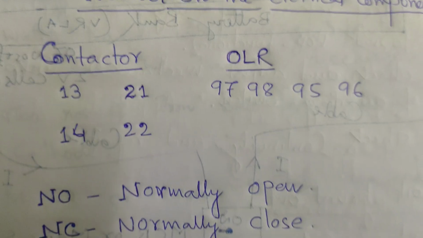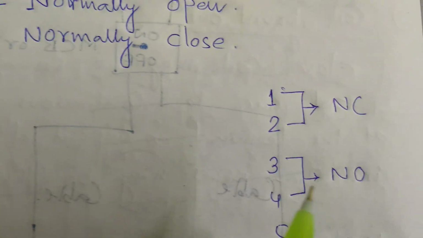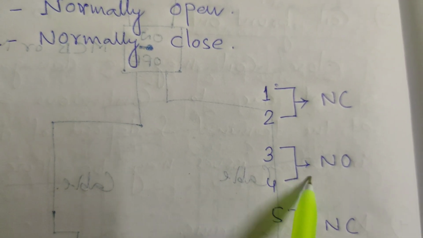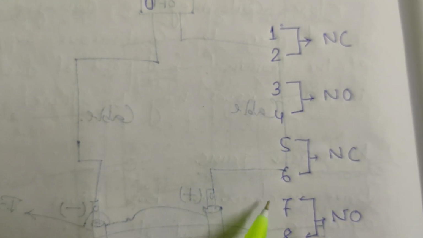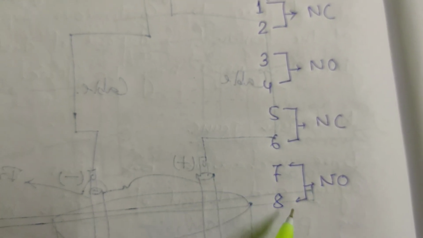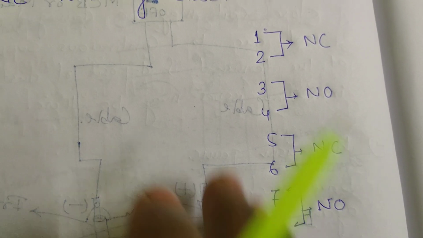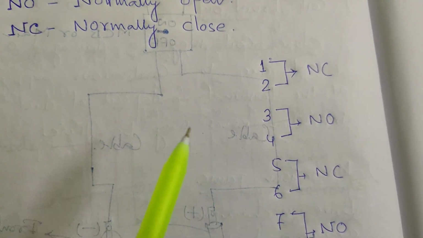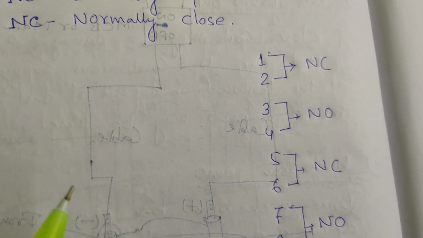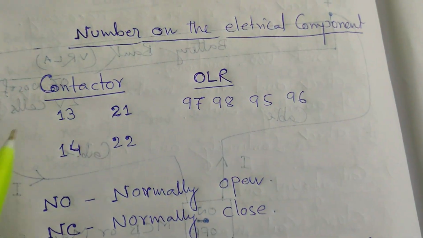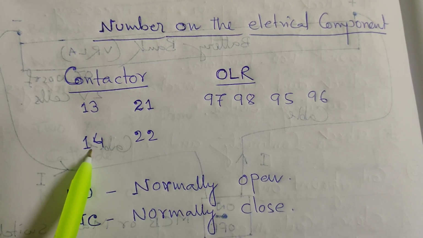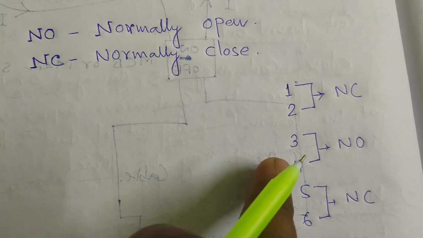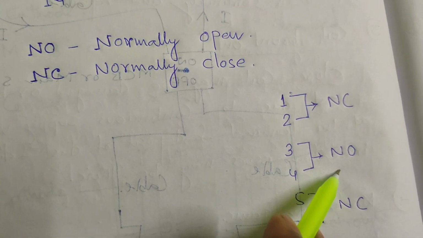So here 1 and 2 is the NC contact, and 3 and 4 is the NO contact. 5 and 6 is the NC contact, and 7 and 8 is the NO contact. This is the generalized rule on which every piece of electrical equipment has been designed. So from this basic concept, 3 and 4 is the NO contact.